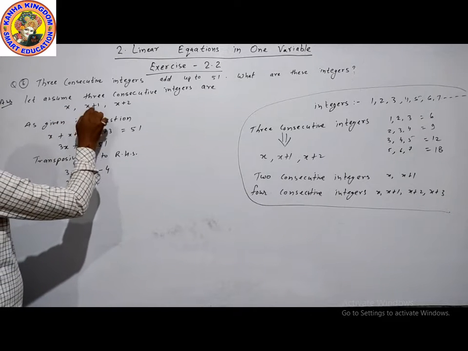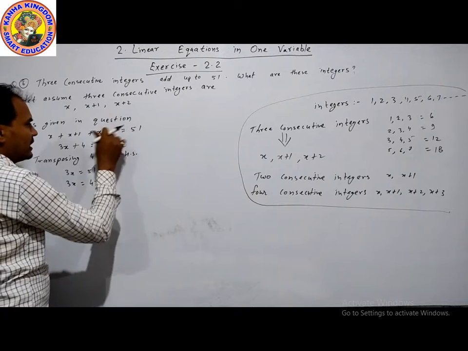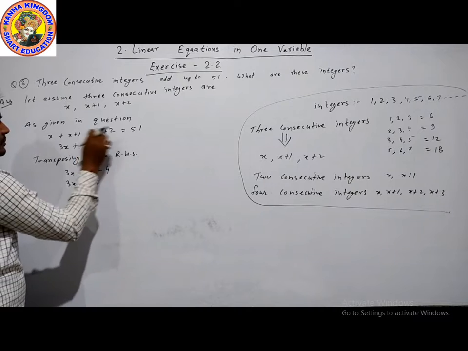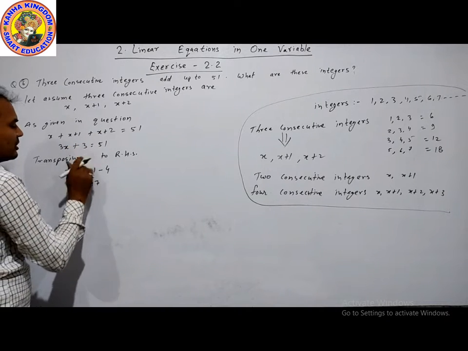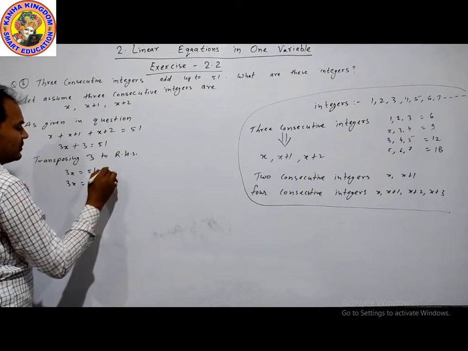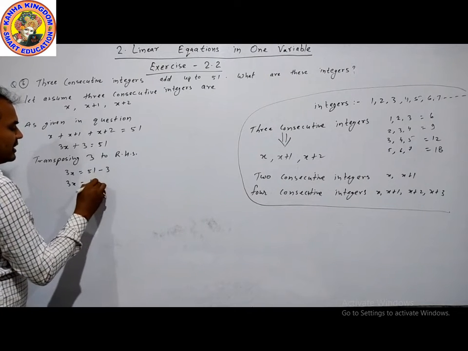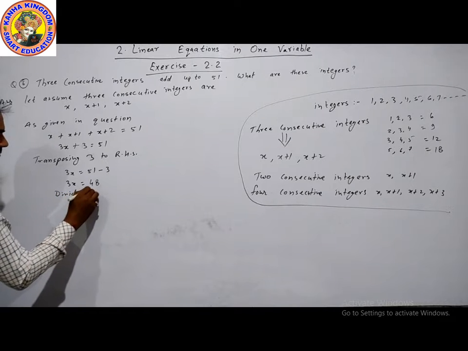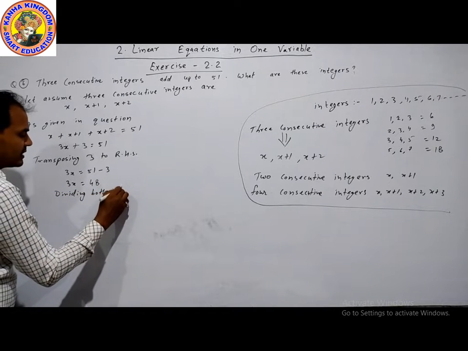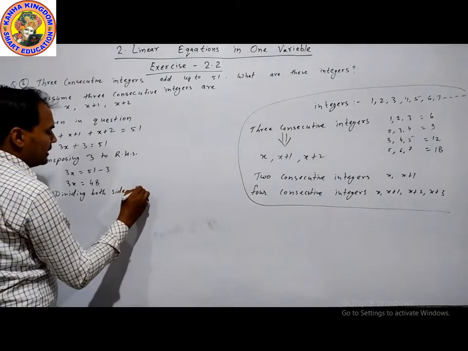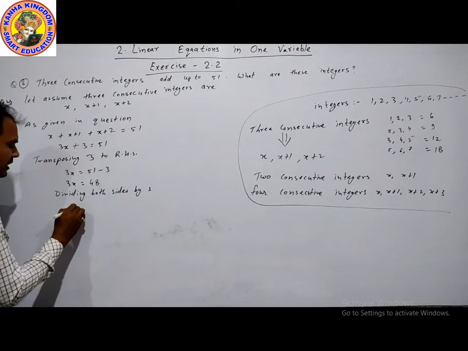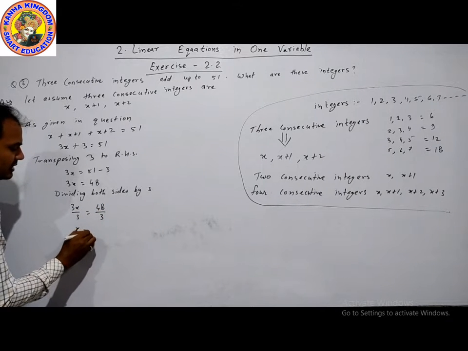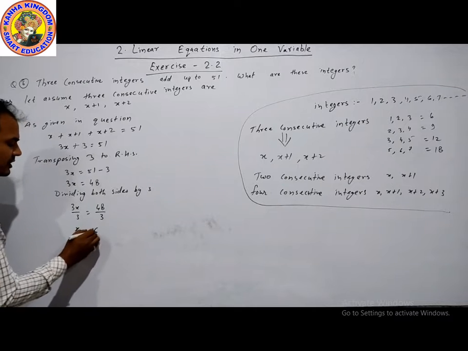There are three numbers x, x plus 1 and x plus 2, and their sum is equal to 51. 1 plus 2 is 3. Transposing 3 to the right hand side, 51 minus 3 is 48. Dividing both sides by 3, 3x upon 3 equals 48 upon 3, so x is equal to 16.